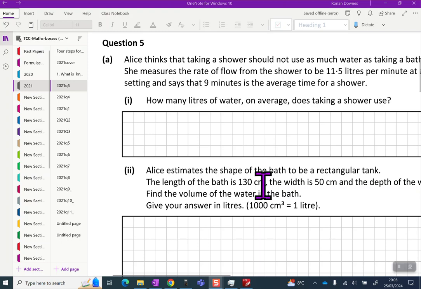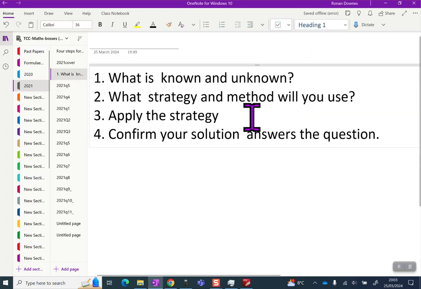Welcome back, students. So here we're going to answer question 5 from the 2021 paper. Quick reminder of what problem solving is about. It's about asking ourselves at the beginning, what is known and what is unknown? We should know both of these statements after reading the question.